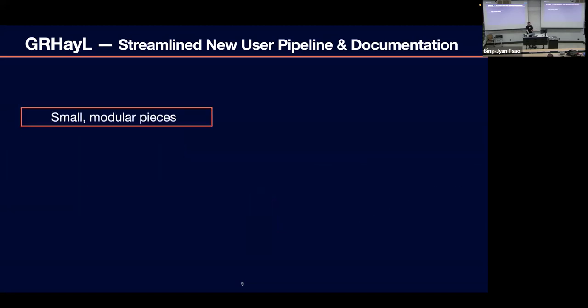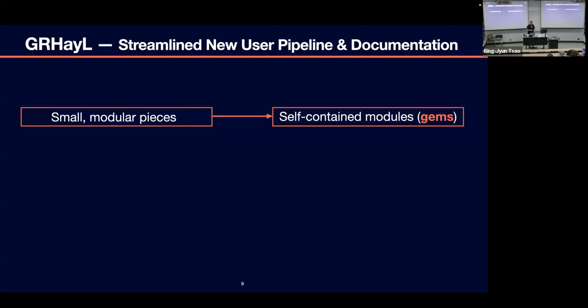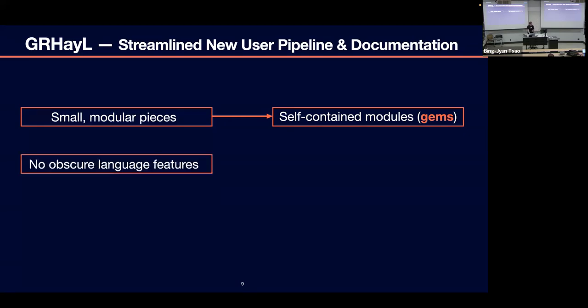So through the small modular pieces, we can basically solve the problem of the code being completely tangled. And we created our self-contained modules called gems, right? You can think of a GRHayL as a cup, right? And there's a gem-encrusted GRHayL.